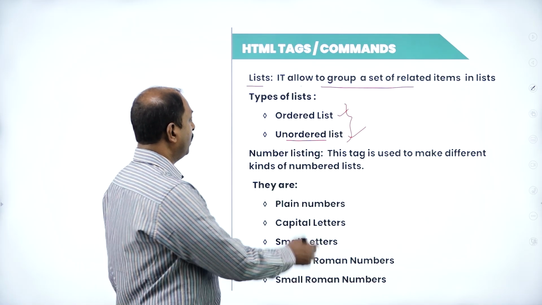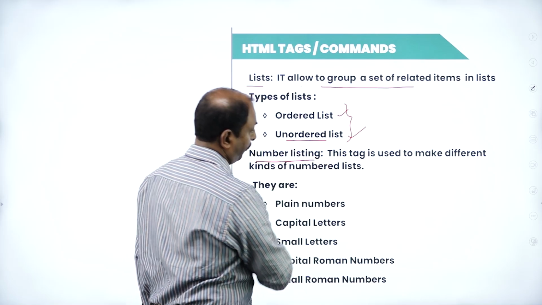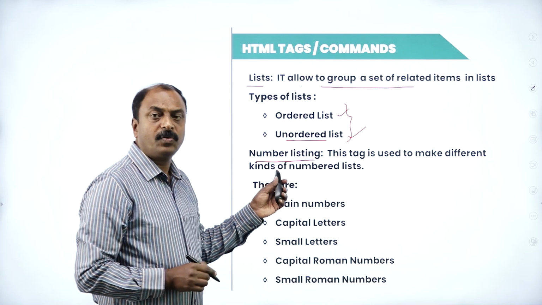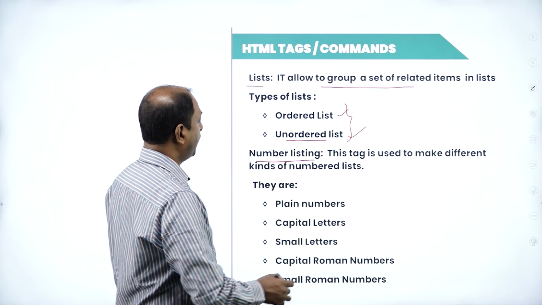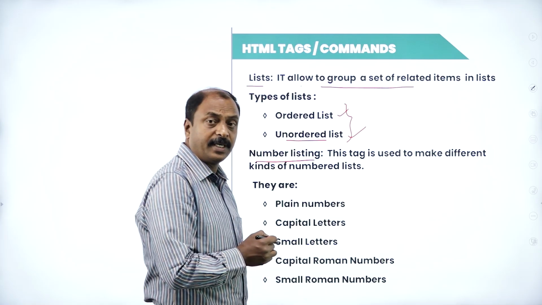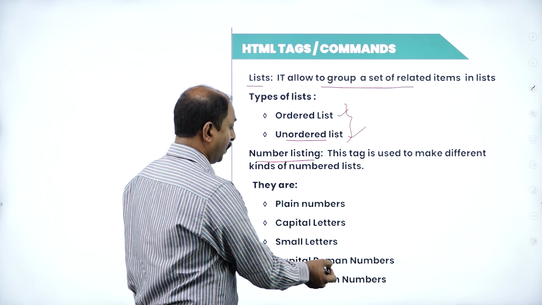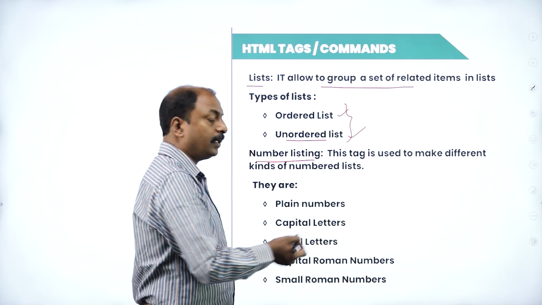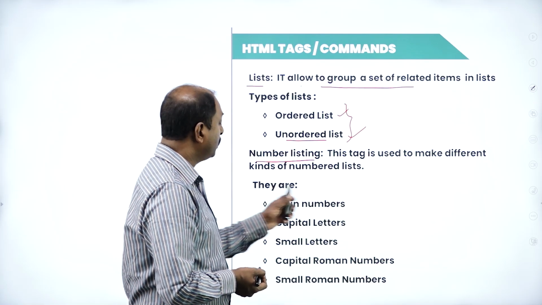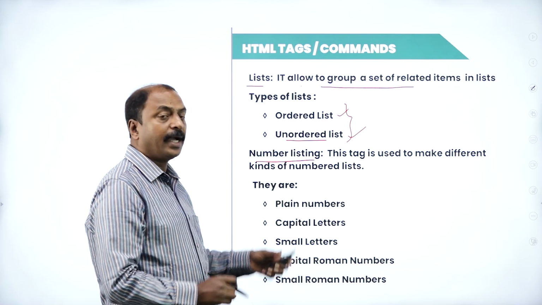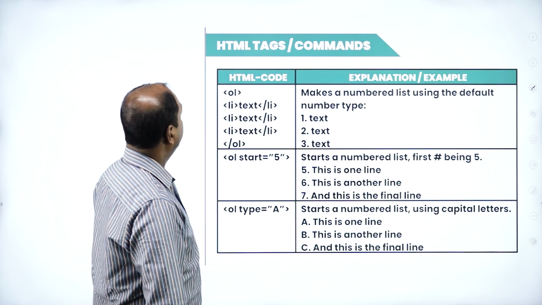Now let us see number listing. It is again a type of ordered list. Here we can have different types of numbered list: plain numbers, capital letters, small letters, capital Roman and small Roman numbers. So we can have all these options to display items in a list.